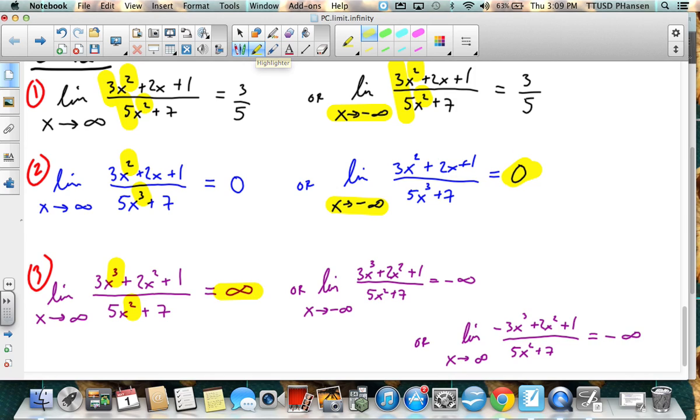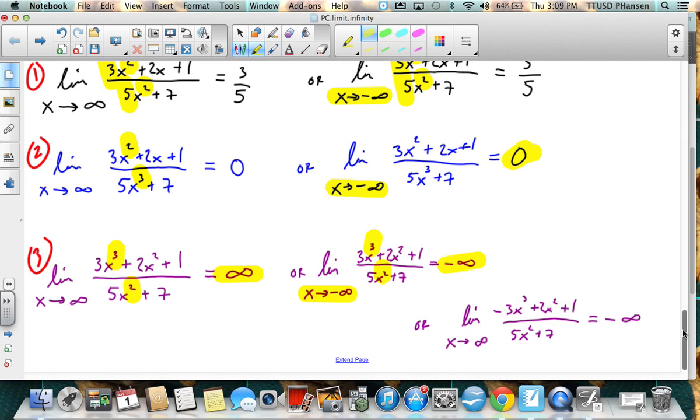Or in this scenario, if my x is approaching negative infinity, then I still have the same, where the numerator degree is greater than the denominator degree. My limit is negative infinity. Or, a different scenario: I just put a negative in front of this guy, but I kept everything else the same, and I have x approaching positive infinity. This time my limit is negative infinity.